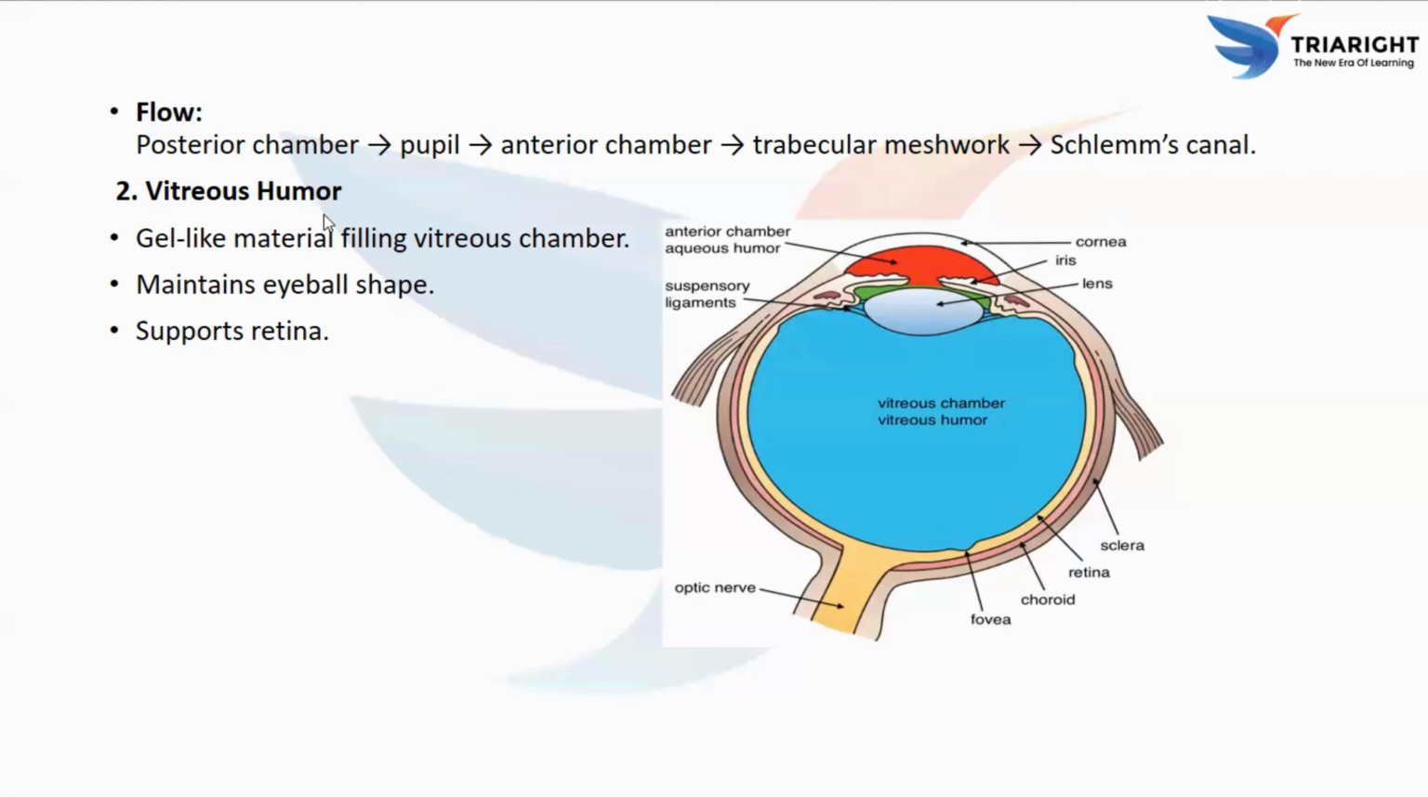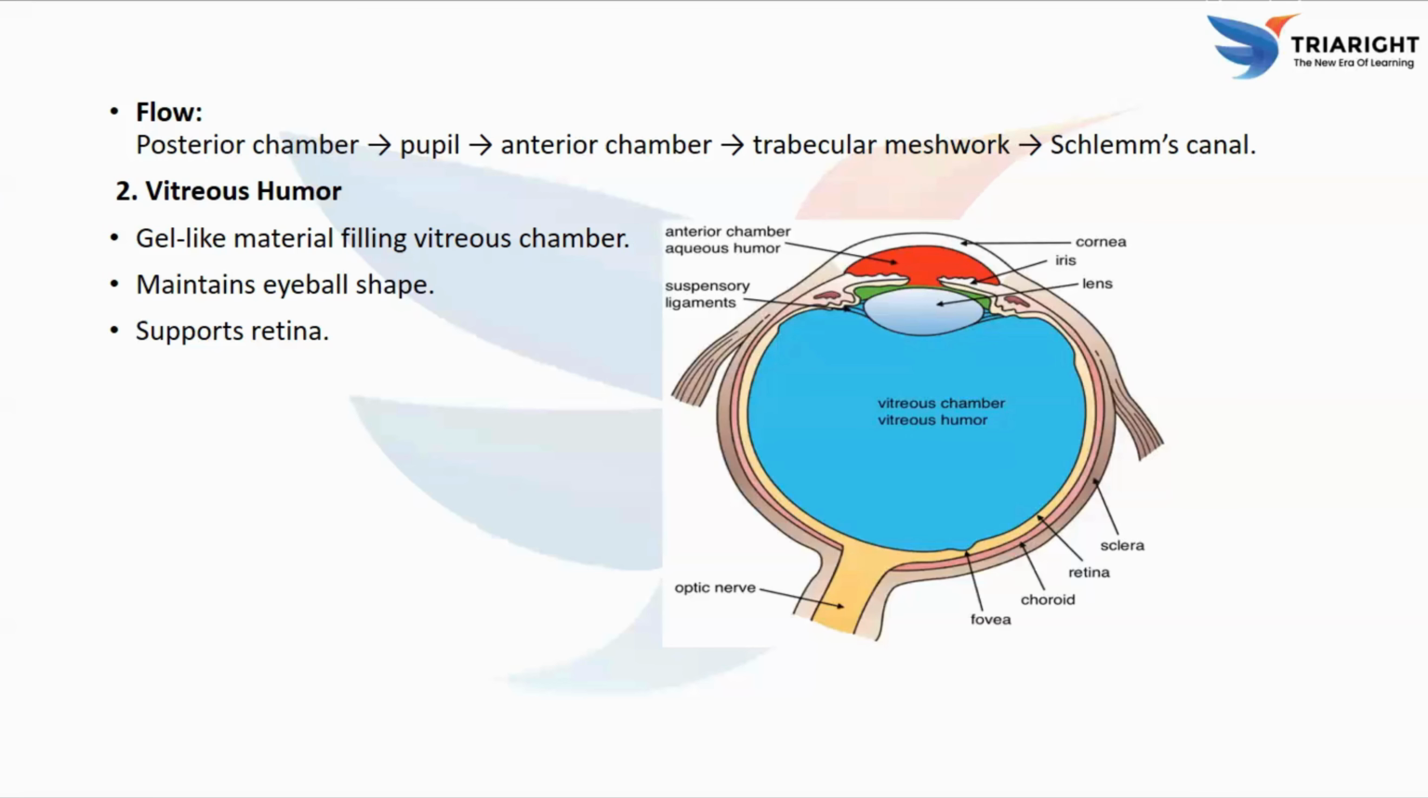So next, coming to the vitreous humor, which is also called the posterior segment. This vitreous humor is completely different from the aqueous humor. So what are the characteristics of the vitreous humor? It is a gel-like material. It fills the vitreous chamber, which is the largest space in the eyeball.